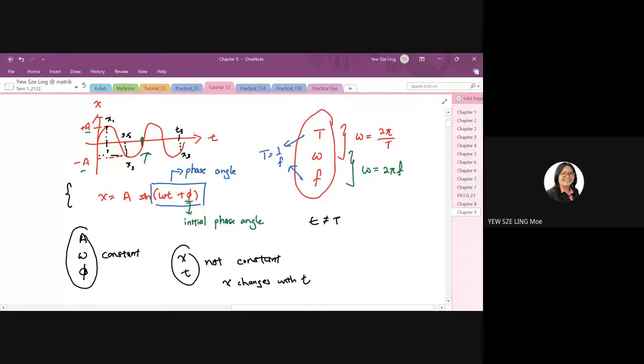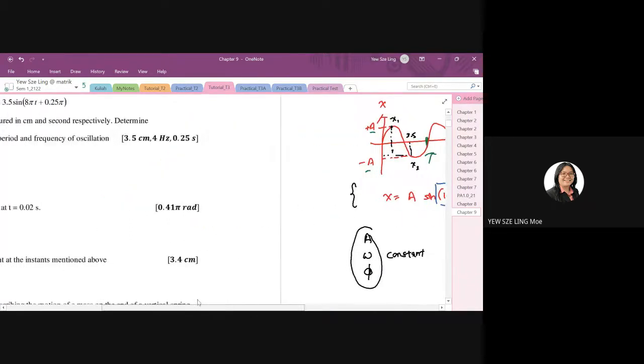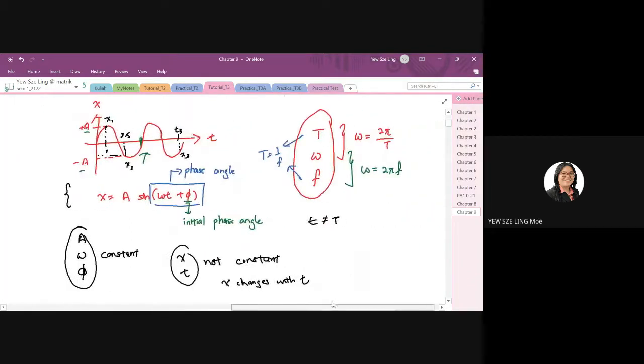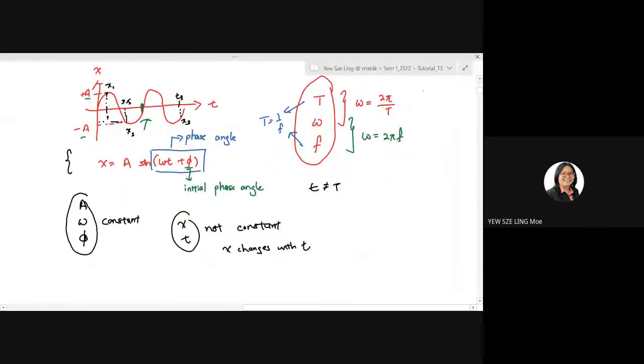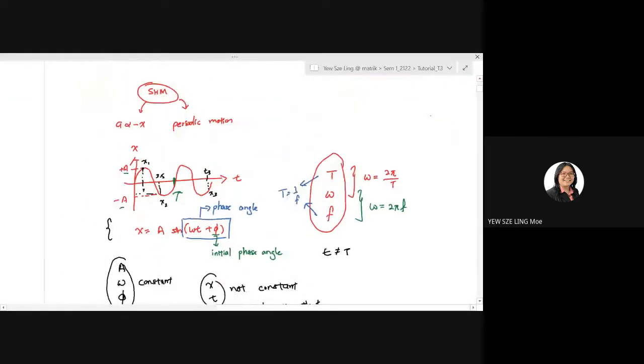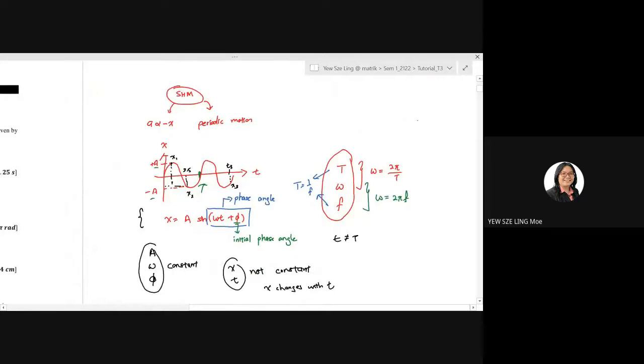And then you substitute the values of A, the amplitude, omega, the angular speed, and the initial phase angle into the equation. Then that would be our final equation. Now let's see how we are going to solve the questions. Before that, I give you 2 minutes to write down some of the summary. If there's anything that you're still confused about, you may ask.